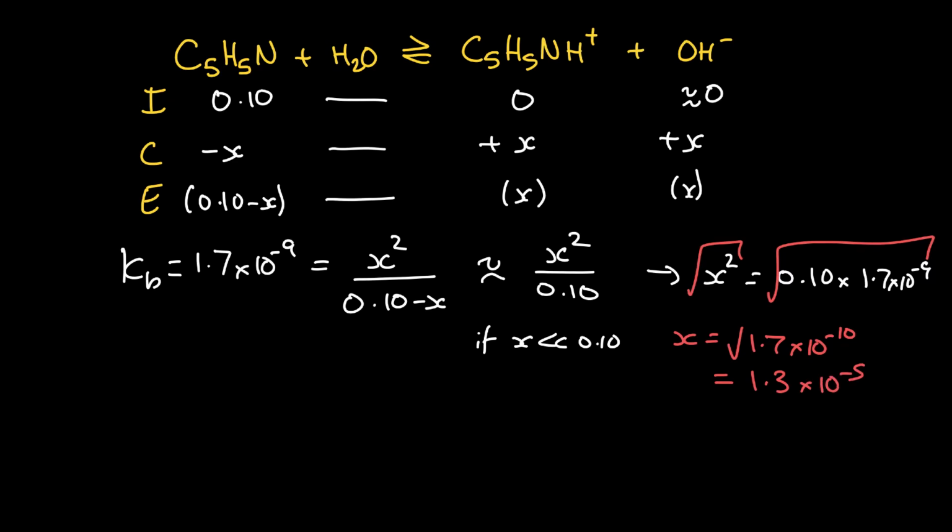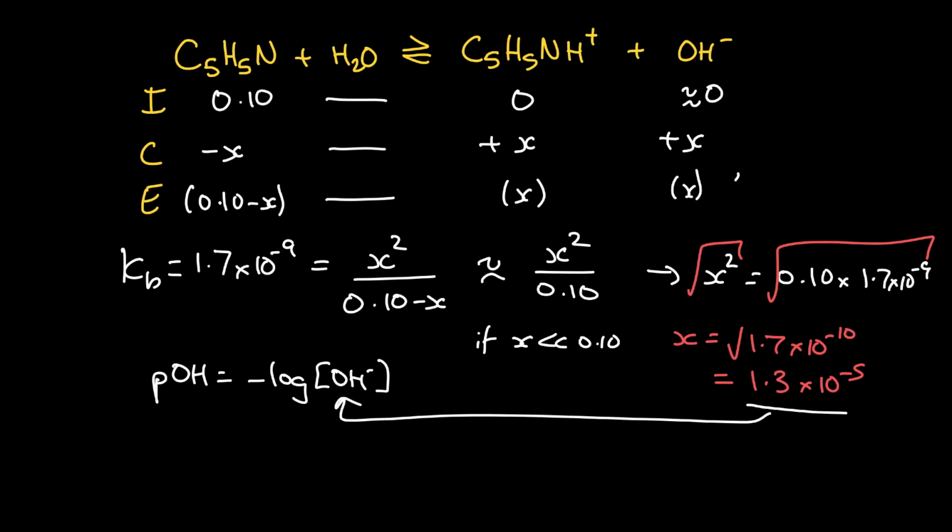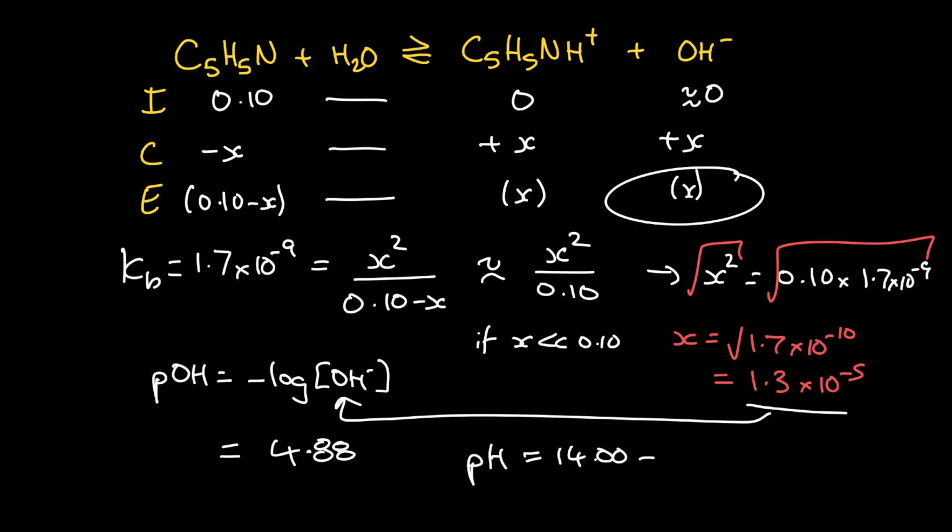What did we want to find? We wanted to find the pH. We can't find the pH directly, but we can find the pOH. The pOH is the negative log of the hydroxide concentration, and the hydroxide concentration is just X. Taking the negative log, we get 4.88. Remember, the pH and the pOH add up to 14, so the pH is 14 minus the pOH, which is 9.12. That makes sense. It's above 7 for an aqueous solution, which is what we'd expect for a base.